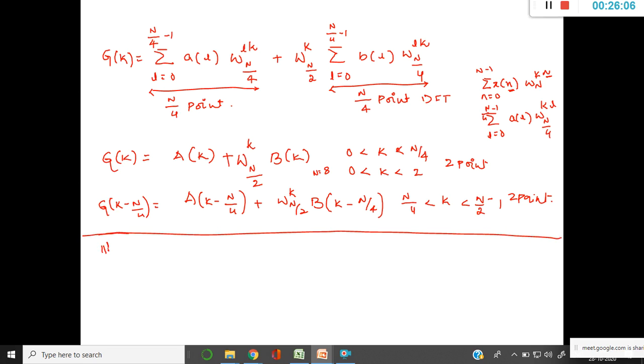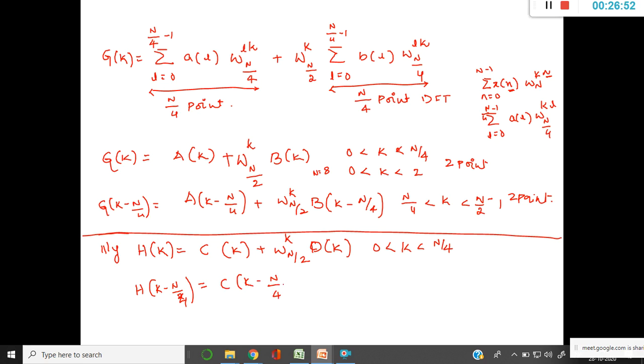4 more points, right? Similarly, I can write H of k, rewrite it. So here a and b are used. So let me take C of k plus W_{N/2}^k D of k. Now this once again will give me the 4-point DFT, that is running up to n by 4. Again, the rest of the 4 values follow the property of periodicity. So once again, H of k minus n by 4 is equal to C of k minus n by 4 plus W_{N/2}^k D of k minus n by 4.